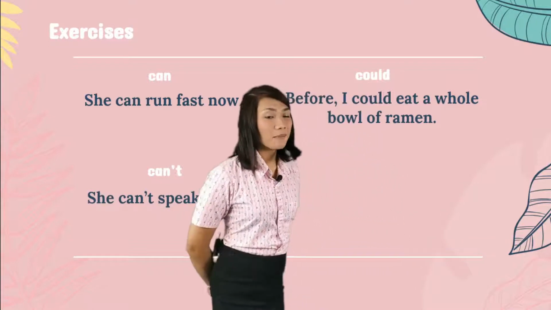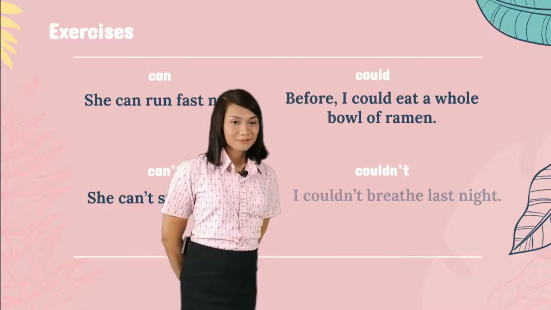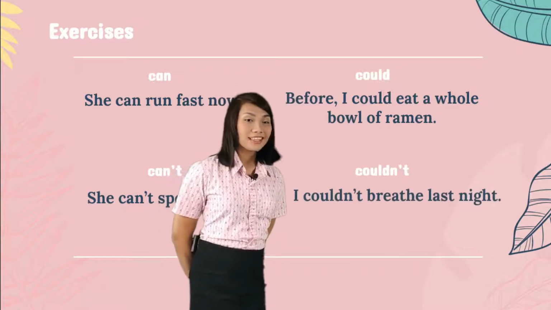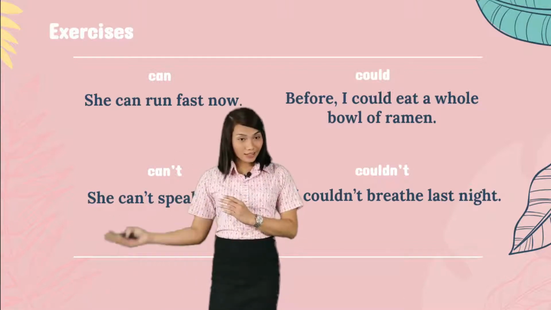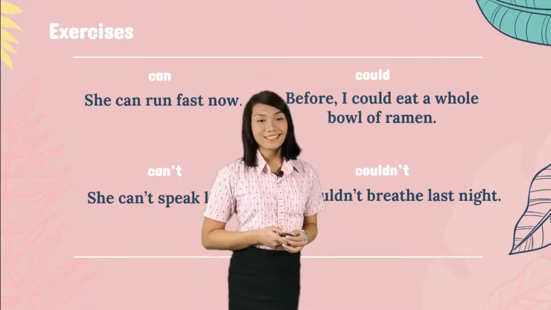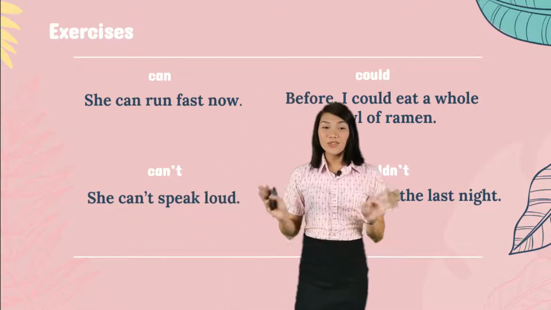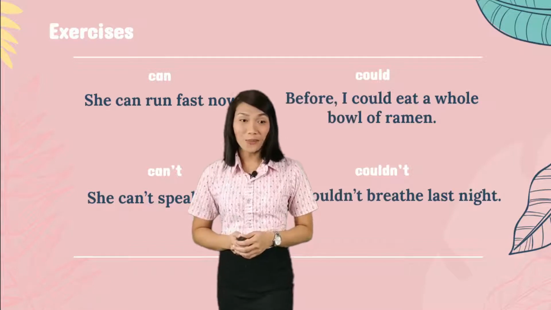And last example, how about couldn't? I couldn't breathe last night. Very good. We are talking about something that happened last night, which is in past form. It already happened. That's why you use couldn't. All right, very good. So those are example sentences that you could use in your workbook, okay?